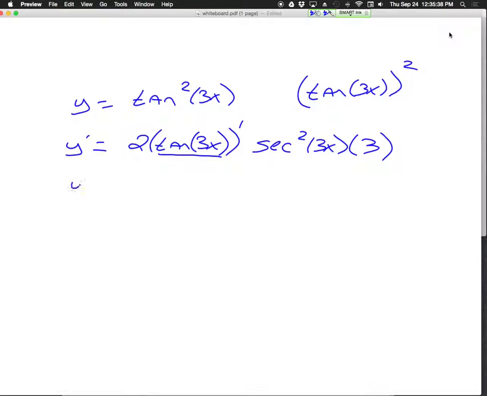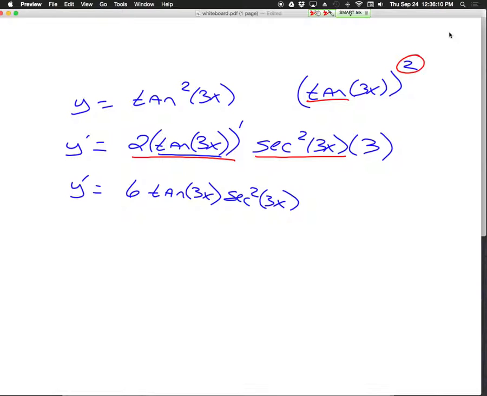All right, so if I clean this up, I have 3 times 2 is 6, and then I have tangent of 3x times secant squared of 3x. So I don't know if this will help visually, but you've got to make sure you're taking the derivative of everything. So the outside is the square. I took the derivative of the square right there. Then the next outside is the tangent. I took the derivative of the tangent right there. And then the next piece is the 3x. I took the derivative of the 3x there.